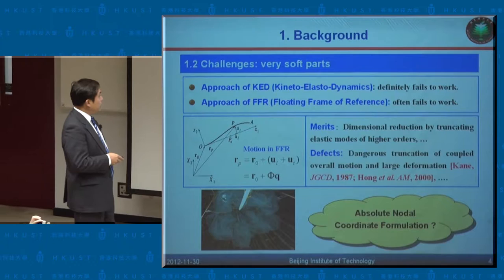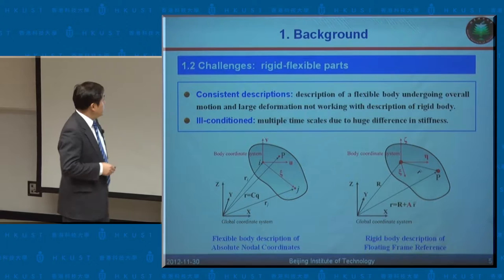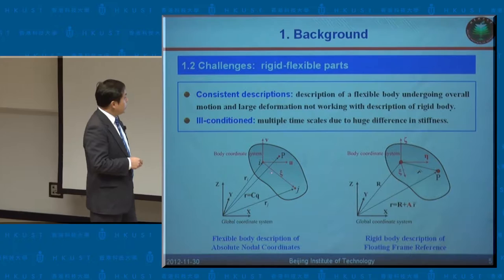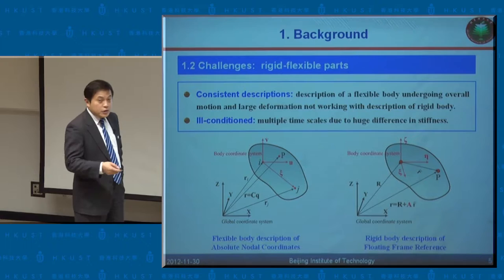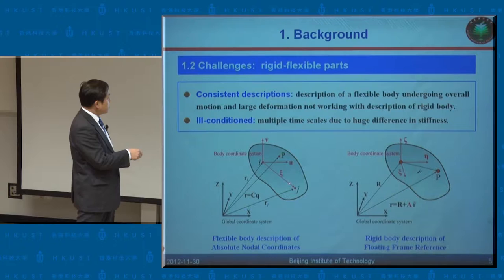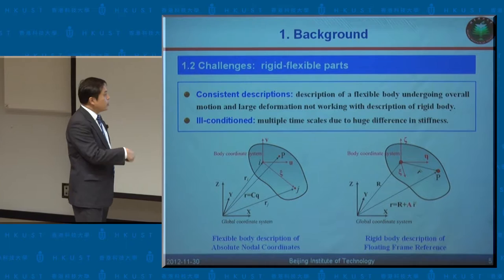Okay, the second challenge comes from the rigid-flexible parts. If we are talking about the absolute nodal coordinates I just mentioned, then we usually describe the configuration of a flexible body in two parts also. For example, following the concept of finite element, we can describe the configuration of this soft matter through some nodal coordinates, such as point I, point J, and with the help of interpolation, we can describe both the overall motion and also the deformation.